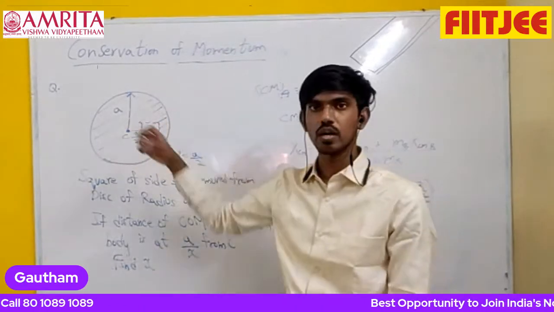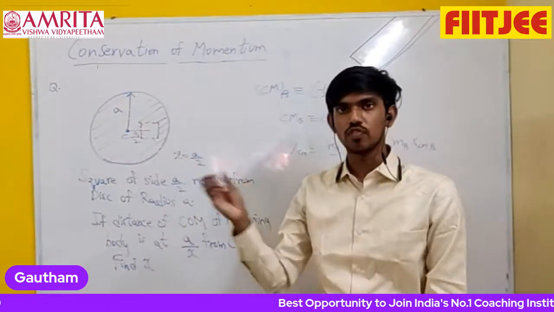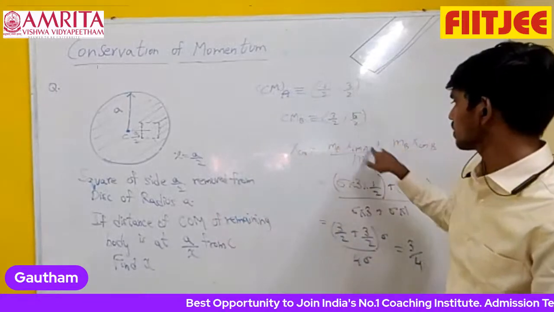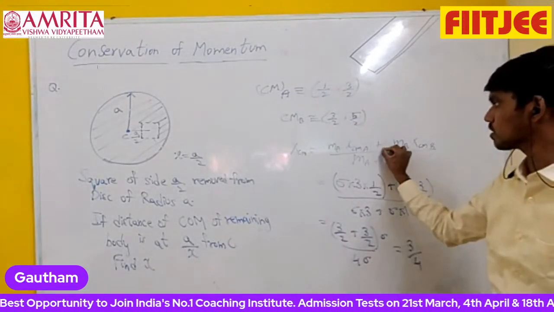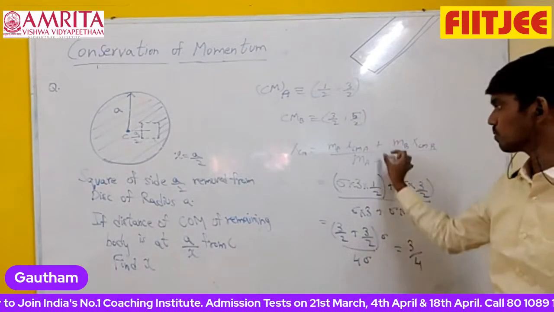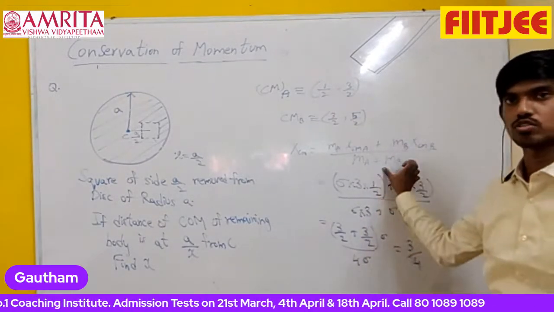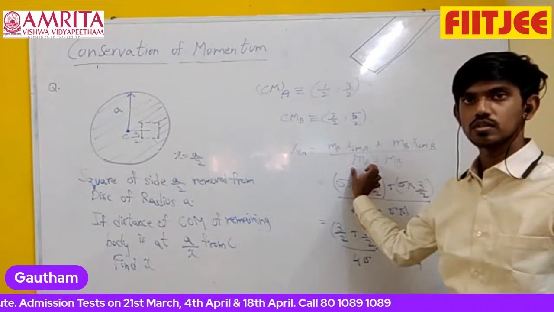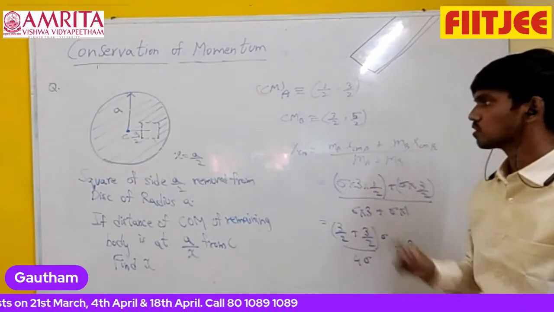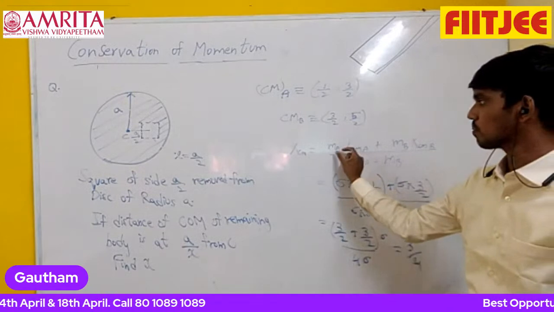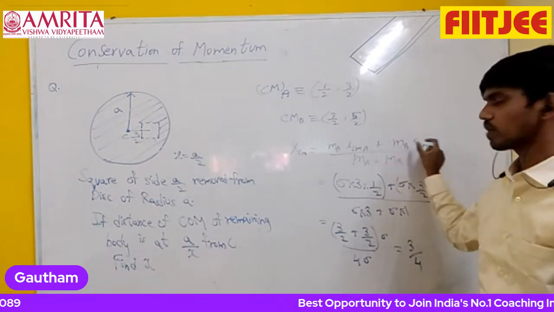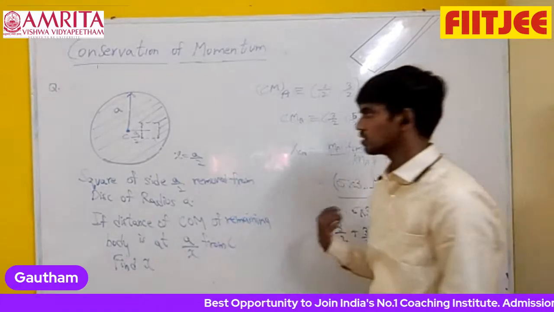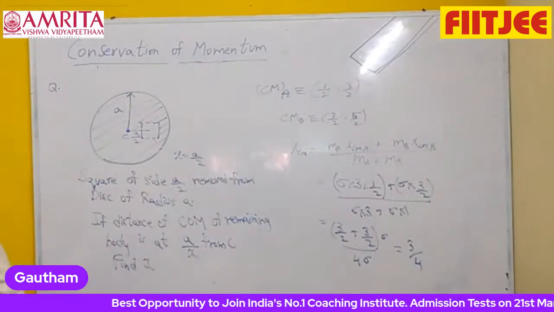ஆனா இங்க ஆட் பண்றதுக்கு பதிலா நம்ம ரிமூவ் பண்றோம். So instead of adding two masses, we are removing the second mass from the first mass. So remove பண்றதுனால இங்க வந்து ஒரு subtraction minus sign வரும். Numerator and denominator. Total mass is also mass of the disk minus mass of the square. Numerator also mass of disk into x coordinate of disk minus mass of square into x coordinate of square. So let's do this.